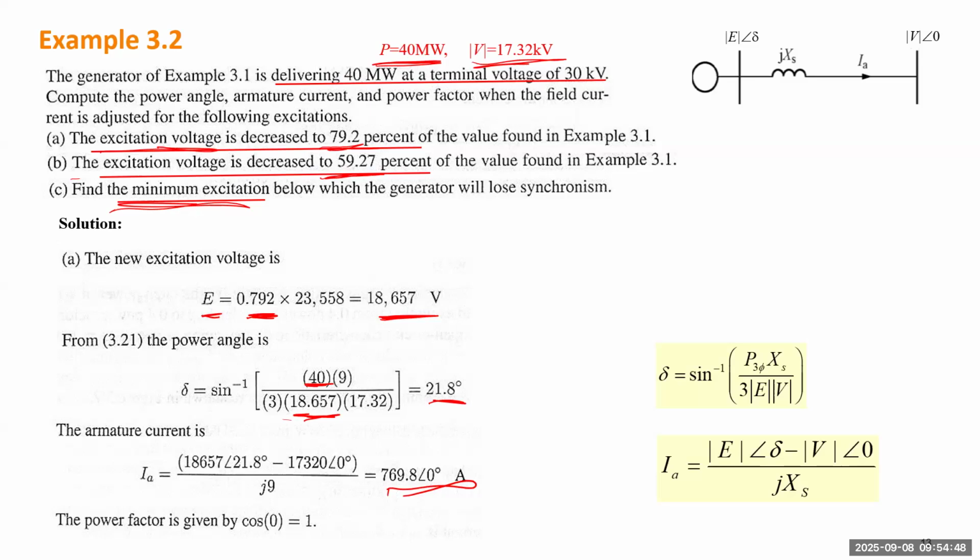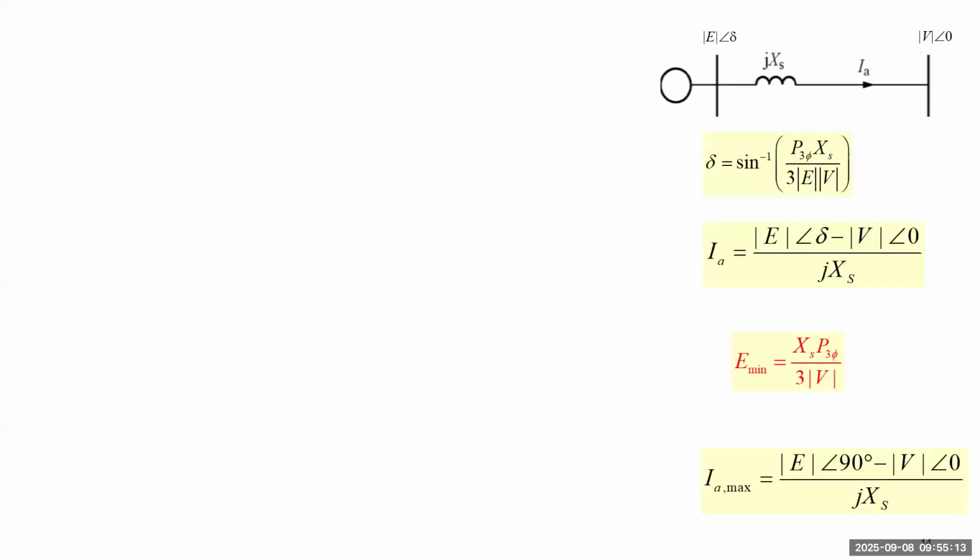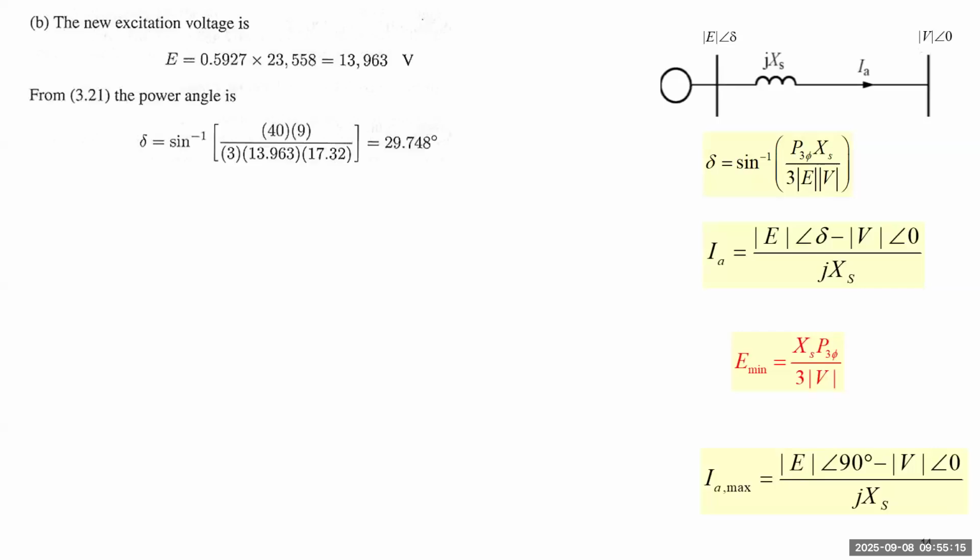So we found out that because we use the voltage as the reference, when you calculate the current, it gets zero angle, which means the power factor is 1, unity power factor. So condition A is just about the unity power factor. So move on to condition B.